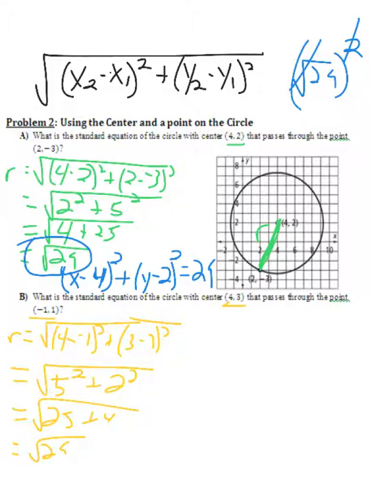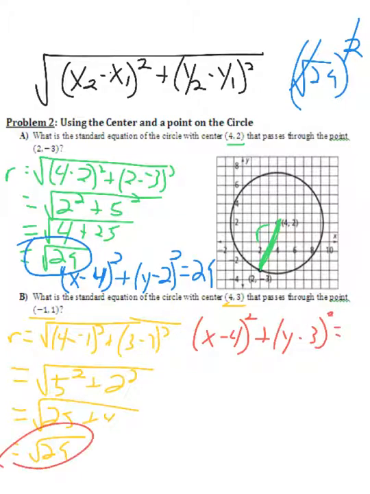Okay, so now when I go to write out my equation, x minus the x coordinate squared, so I've got x minus 4 squared, plus y minus the y coordinate squared. I'm going to set it equal to my radius squared, and again, when you're squaring a square root, the only thing that happens is the square root goes away. So I get x minus 4 squared plus y minus 3 squared equals 29.